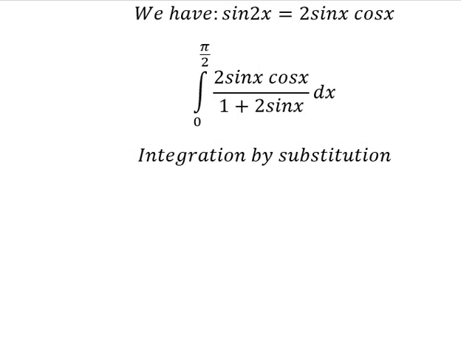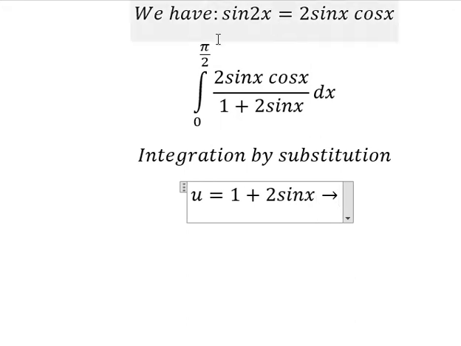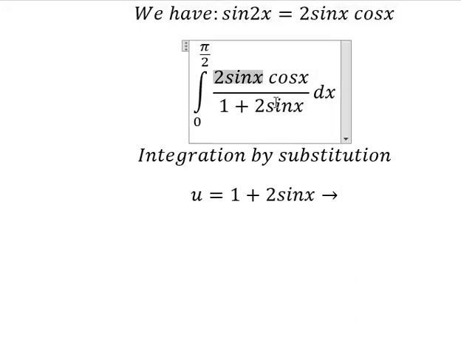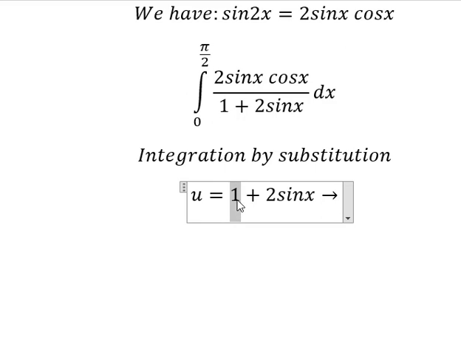So I will put u equal to 1 plus 2 sin x. Because we have 2 sin x, that means I will put number 1 to the left.